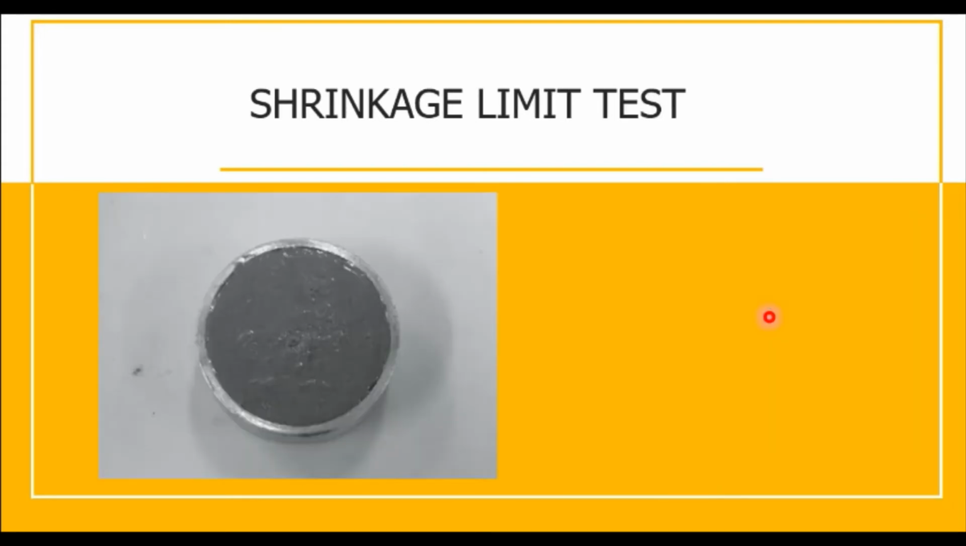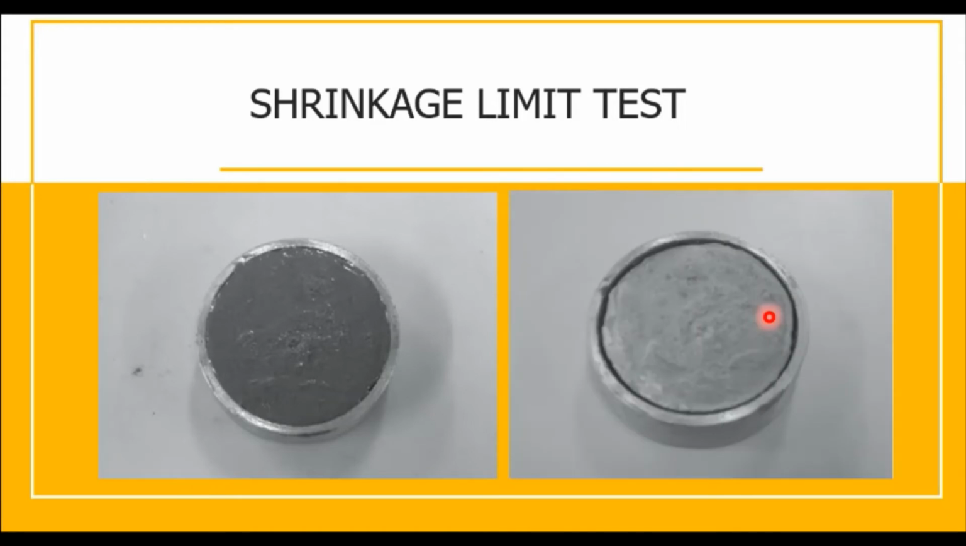And then, this is the actual picture in the laboratory. So ito, bago siya i-oven dry, if you'll see it, walang space. And then nung tumuyo na siya, may space siya. At ito yung ina-occupy nung mercury pagkatapos ng testing. Ito ay oven dried na.